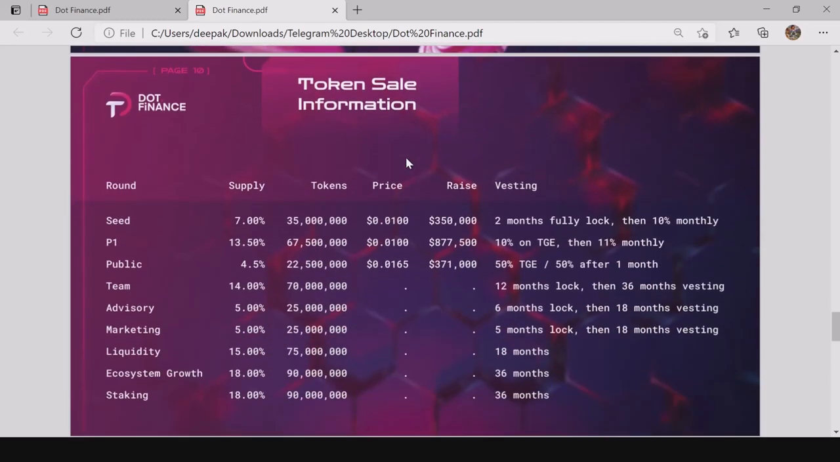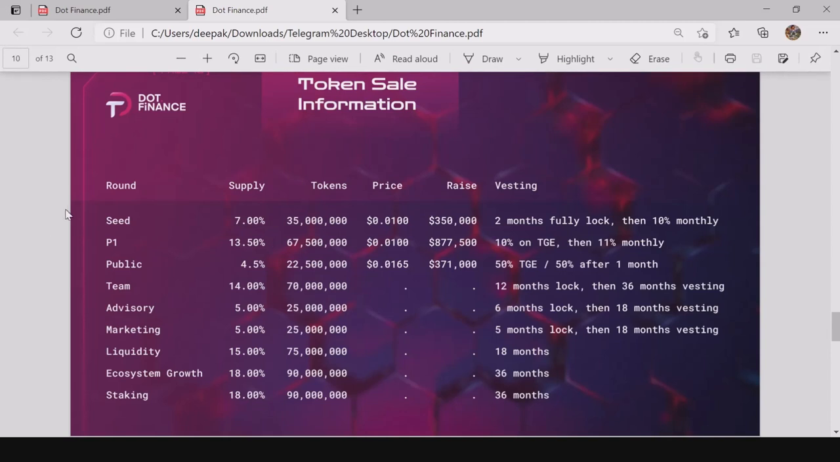Okay, now the token information sale. Seed round is 35 million tokens at 1 cent, right? Vesting period of 2 months, fully locked, then 10% monthly. So private round one will be 67.5 million tokens at 1 cent, 10% on TGE and 11% monthly. So yeah, it doesn't make sense to go on seed. I think probably it's not for us also. So if we can get the private round, that would be great. It's vested, so I like this, so that it won't be dumped so much, right?